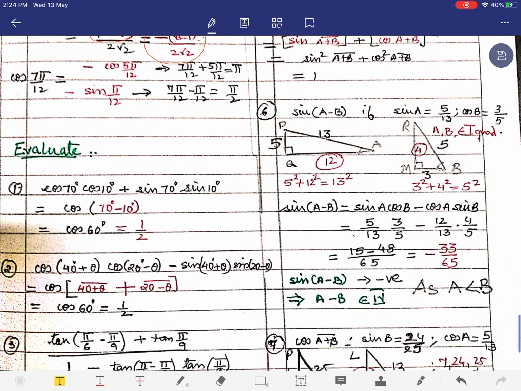The question is to evaluate the value of this expression. Now, here this is cos of... read the expression, you will come to know about the identity to be applied. This is read as cos A cos B plus sin A sin B. Keep the identity ready in front of you so that you can relate it. So, the formula that is connected to it is cos of A minus B, and that makes it 60 degrees. So, the ratio is 1 upon 2.